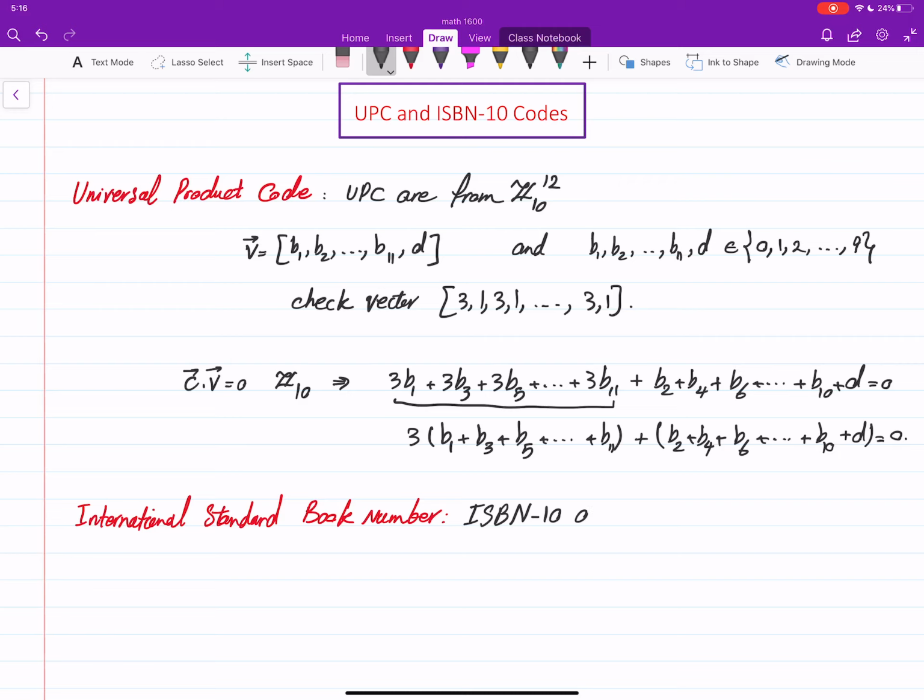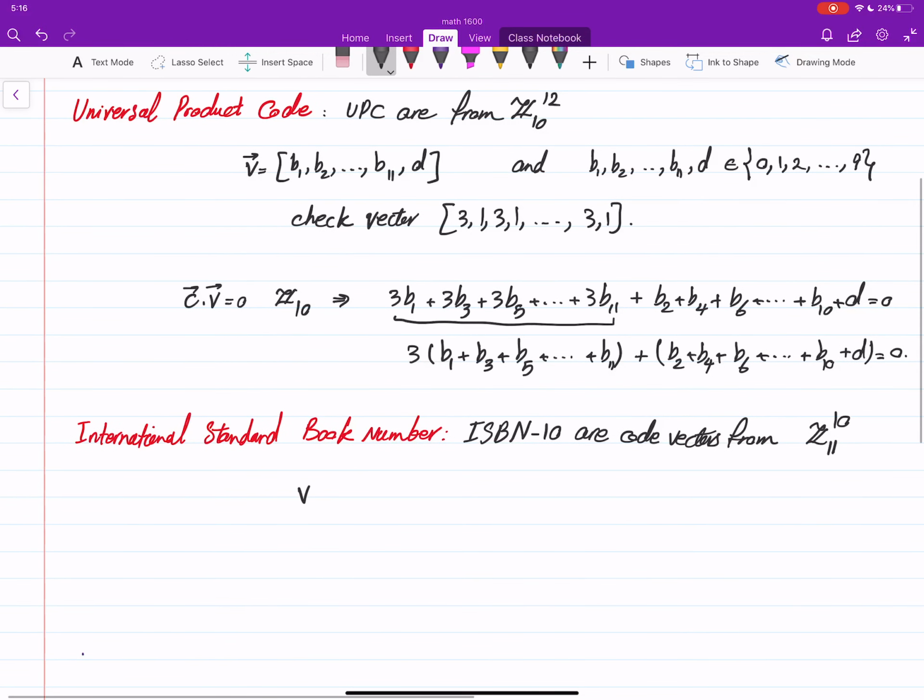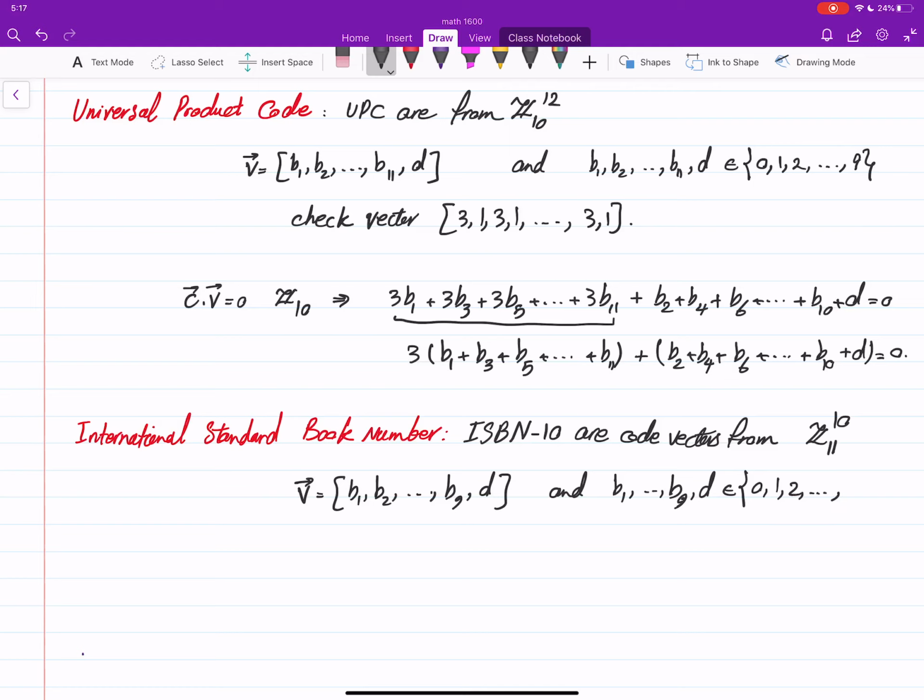The code vectors have 10 digits, but the digits are coming from Z11. In other words, the ISBN vectors are b1, b2 up to b9, and then there's a check digit, and b1 up to b9 and d are digits from Z11. Z11 is 0, 1, 2, up to 10.